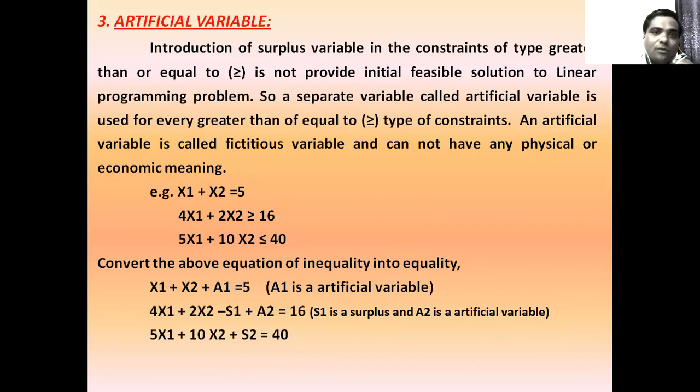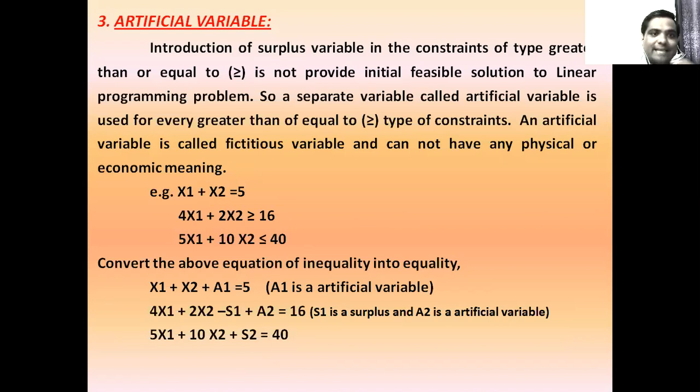So at that time, a separate variable called the artificial variable is used for every greater than or equal to type of constraint. For every greater than or equal to type of constraint, we use both the surplus variable and the artificial variable. Generally, the artificial variable is also called the fictitious variable, and it cannot have any physical or economic meaning.